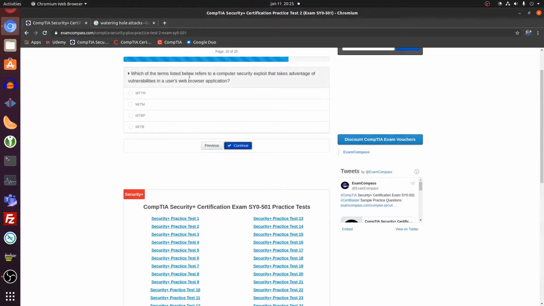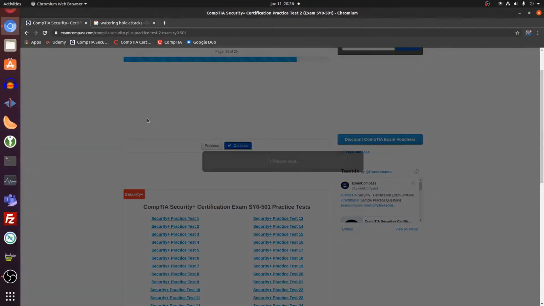Which of the terms listed below refers to a computer security exploit that takes advantage of vulnerabilities in a user's web browser application? Man in the browser? Man in the middle. It has to be something with browser in it, so I go for this one.